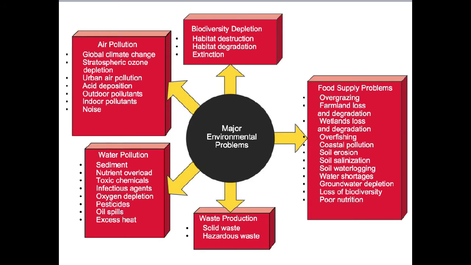Now, if you break down each section, you can look at other small subsets within those sections. Like here we're looking at biodiversity depletion, food supply problems, waste production, water pollution, and air pollution. Now you can pause this to take a closer look at it.